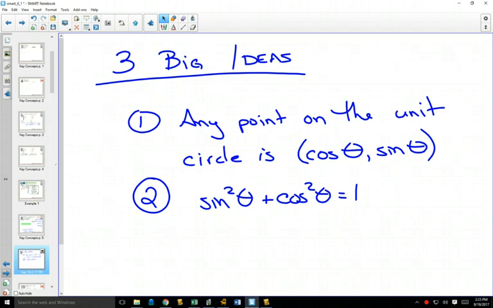Wow, you guys are amazing. That was a lot of digits you had to remember to get that. And that's what this second big idea is saying. It doesn't matter what the angle is, as long as the angle is the same. The theta here has to be the same as the theta over there. Sine squared of 37 degrees plus cos squared of 37 degrees is always going to equal 1. And that will always happen. That's big idea number 2.